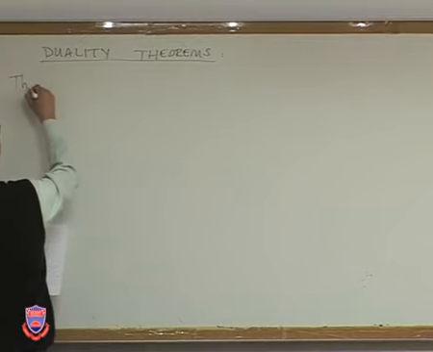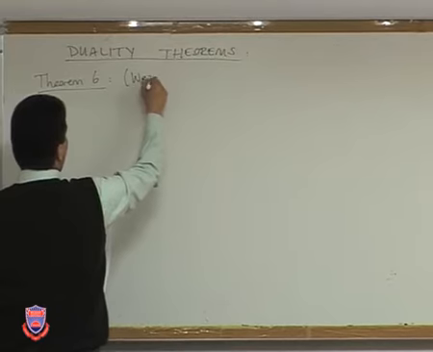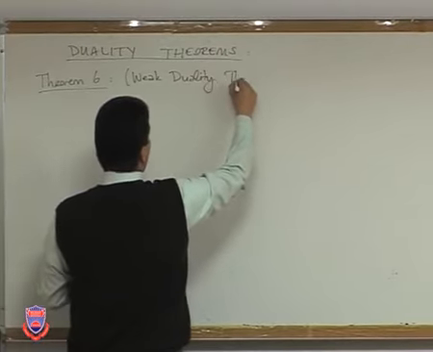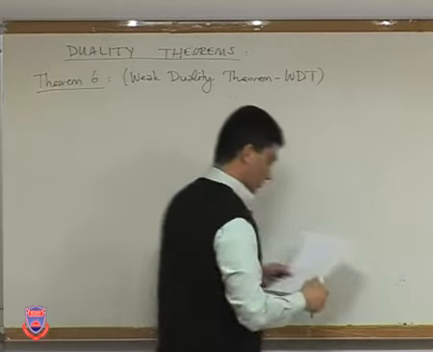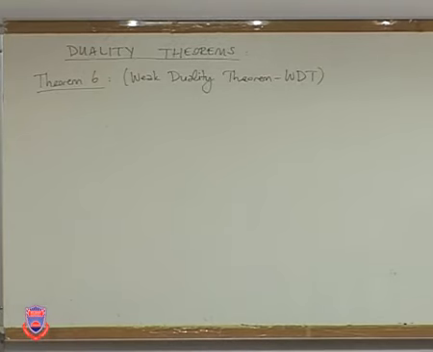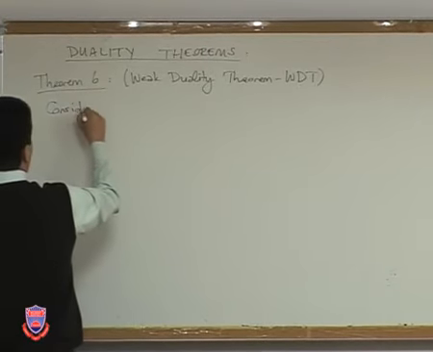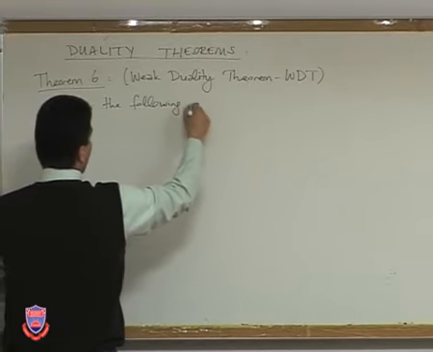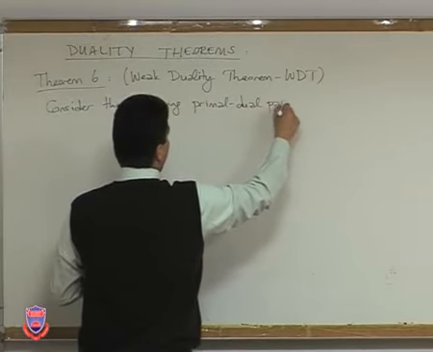So this is theorem number 6. This is known as the weak duality theorem, and I will just use WDT for short. Okay? And here's a statement of the theorem. Consider the following primal dual pair of LP problems.